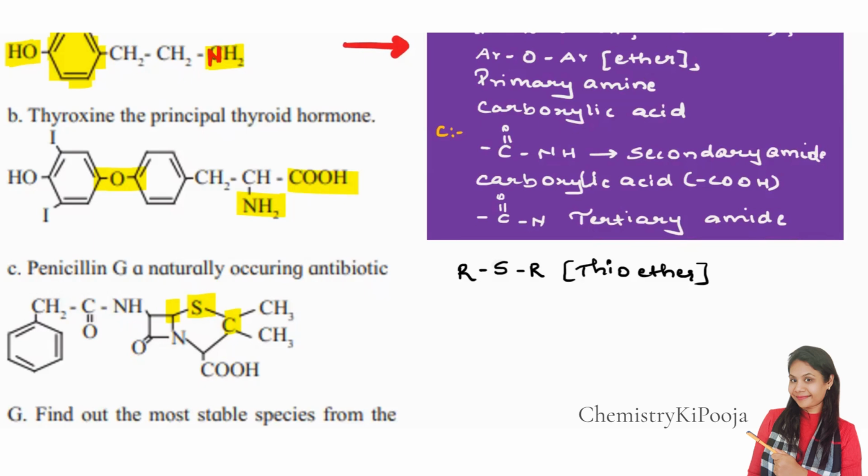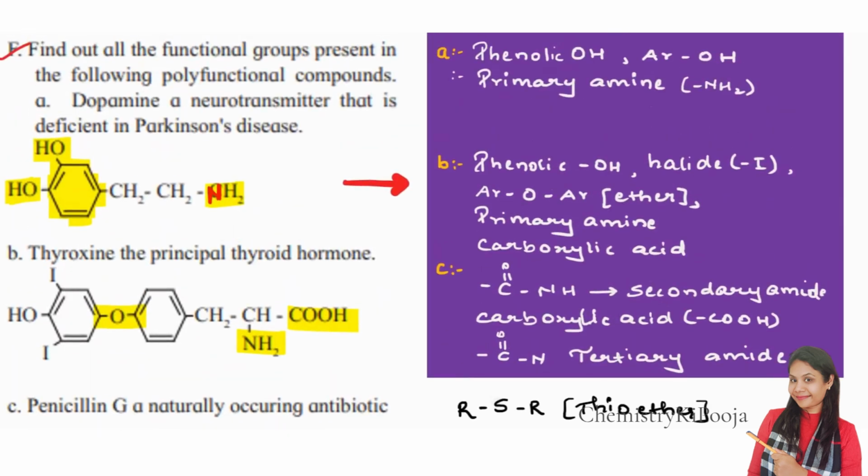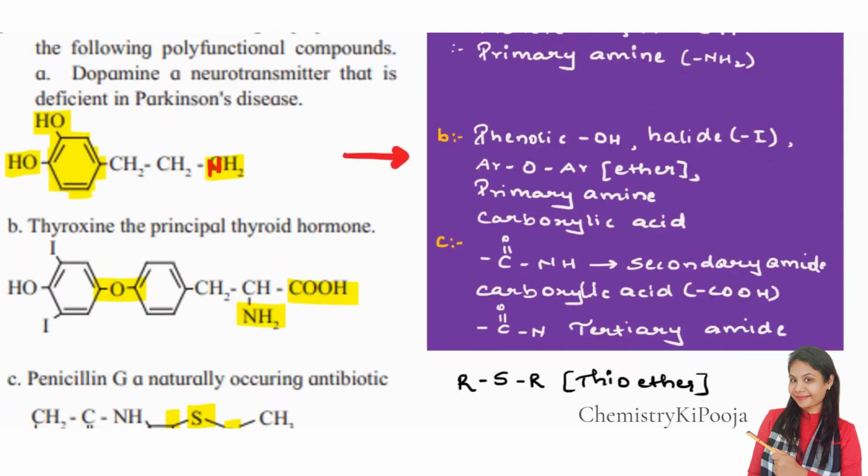Clear? So this is everything related to the functional groups present in penicillin, thyroxine, and dopamine. I hope the concepts are clear to you. Thank you.